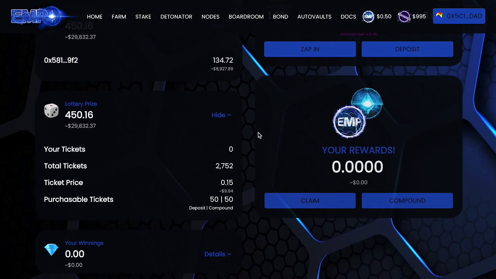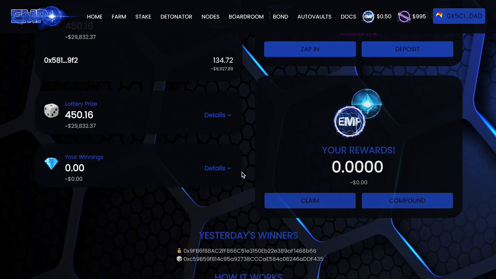Down here in the lottery section, this shows how many tickets you have in the daily lottery, how many total tickets have been given out, ticket price, etc. And you'll see here that you can get 50 tickets for depositing, and you can get 50 tickets for compounding. So you can potentially get a total of 100 tickets a day if you're depositing fresh money to the max and compounding the max. You can get up to 50 in each one of those scenarios. So you can get up to 100 tickets per day potentially.